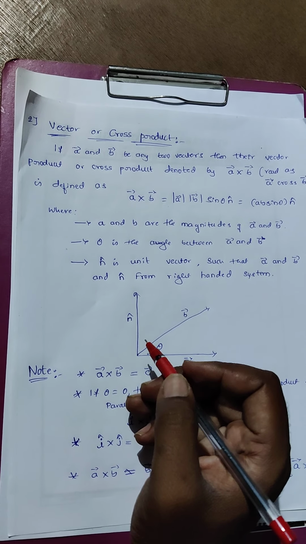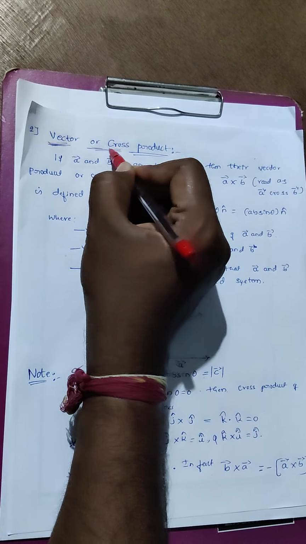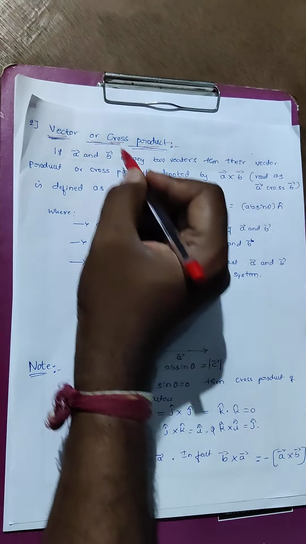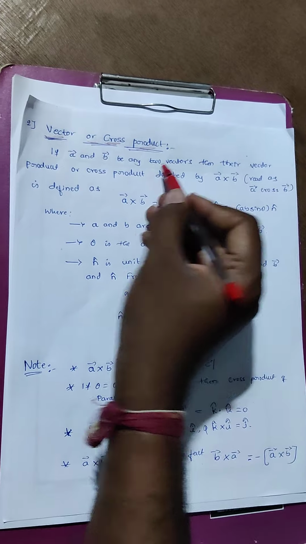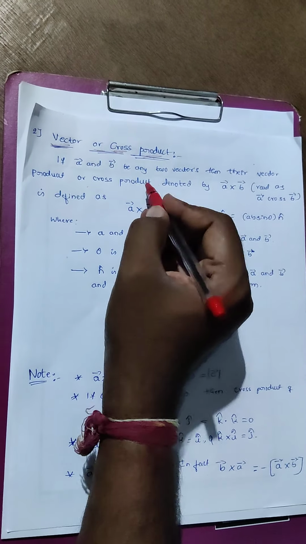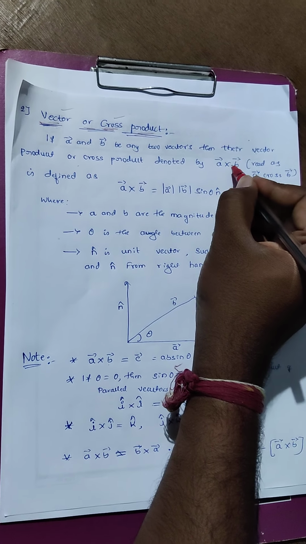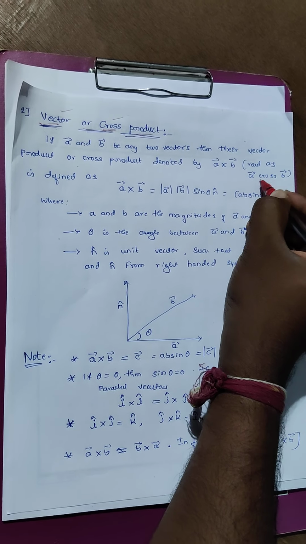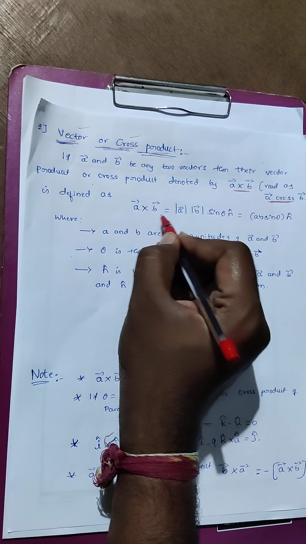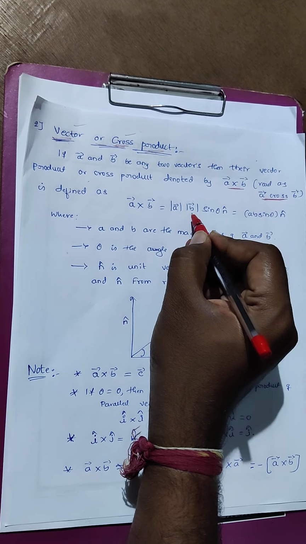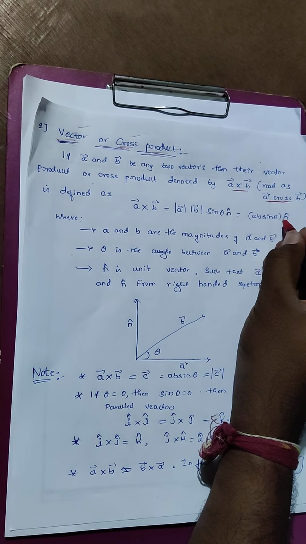In this, the second type is vector or cross product. Remember these names. If vector a and vector b are any two vectors, then their vector product or cross product is denoted by a cross b, read as a cross b. We write like this, and it is defined as a cross b is equal to vector a, vector b sin theta and unit vector n, that is, ab sin theta into n.